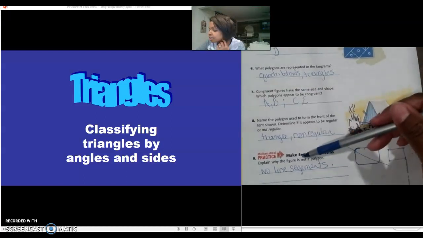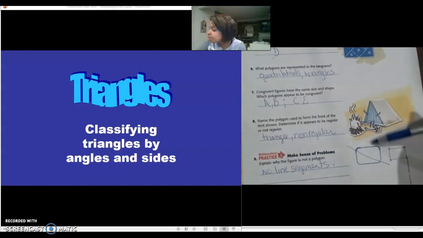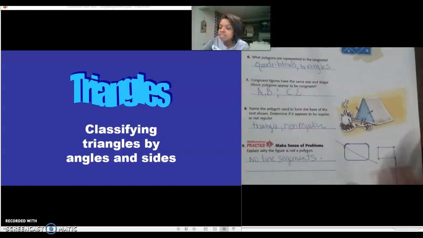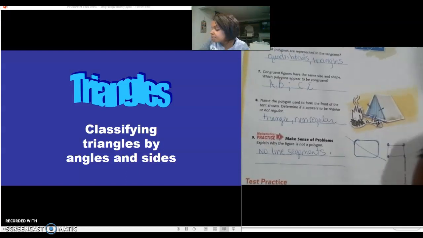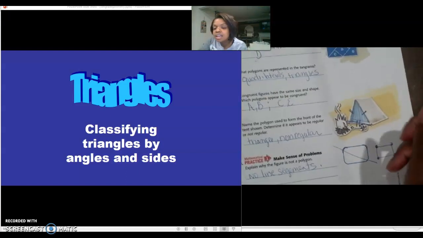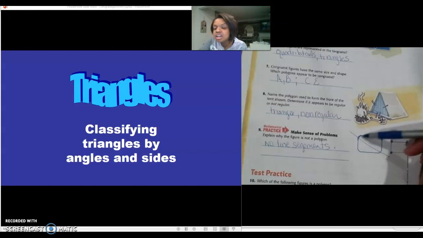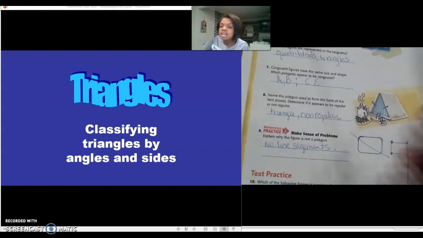All right, let's look at number 9. Explain why the figure is not a polygon. Well, because this has no line segments, it has curved lines. If the points met and formed a line segment like over here, then this would be a polygon. But because it is curved, it is not a polygon, and the reason why is because it is not shaped using line segments.